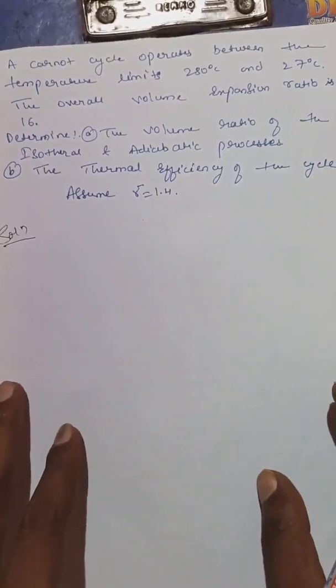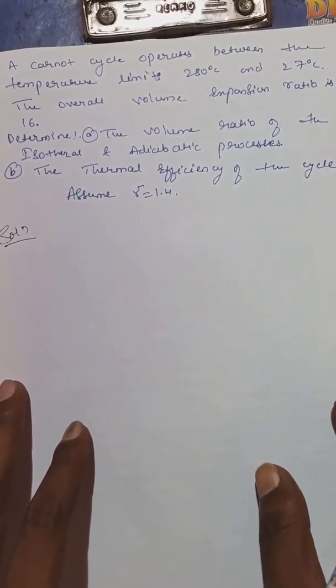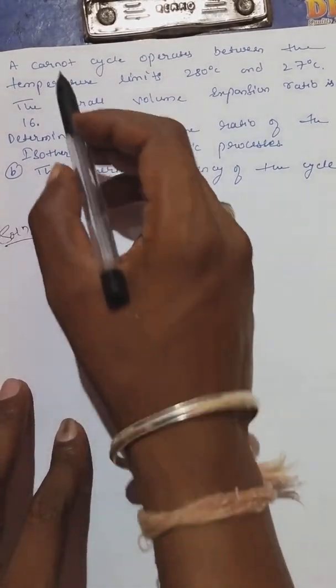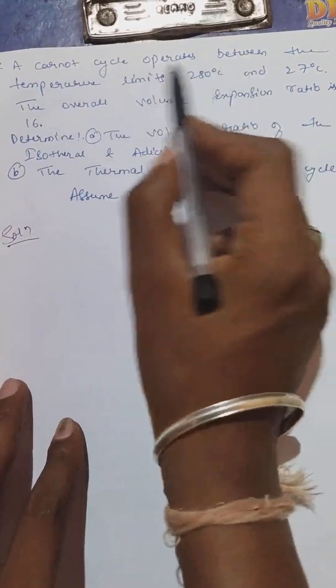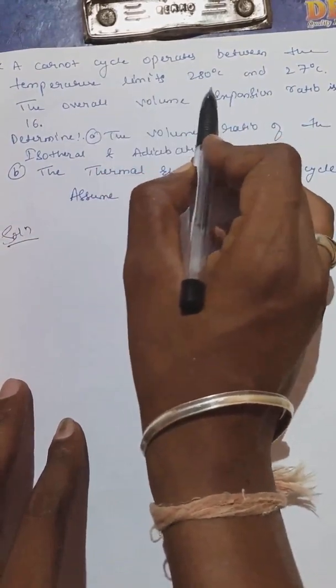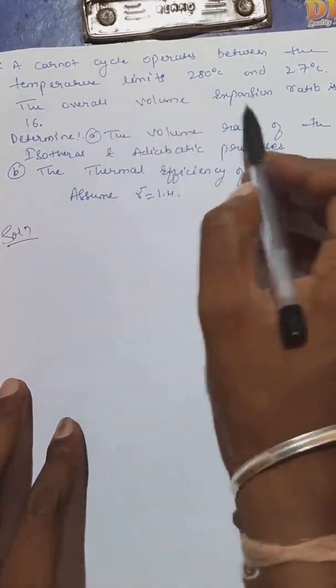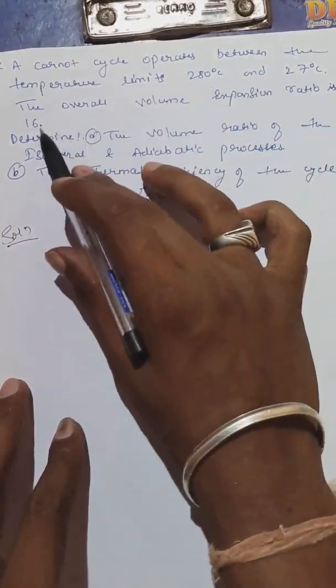So in this class we will be solving a few more problems on Carnot cycle. So here the question is, a Carnot cycle operates between the temperature limits 280 degrees Celsius and 27 degrees Celsius. The overall volume expansion ratio is 16.